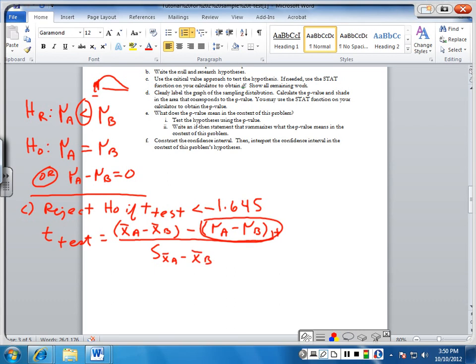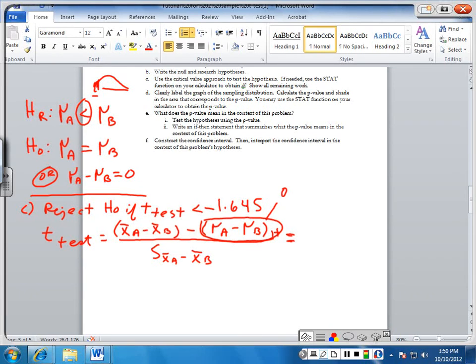That wouldn't be 0 if we said, is mu A at least 10 less than mu B, but that's seldom used, and we won't use it in this class. We'll have that be 0 all of the time.